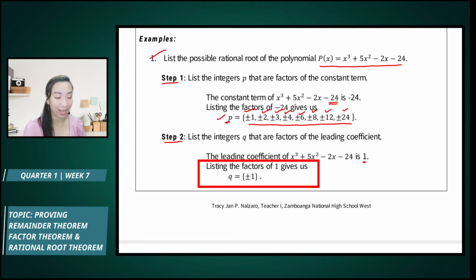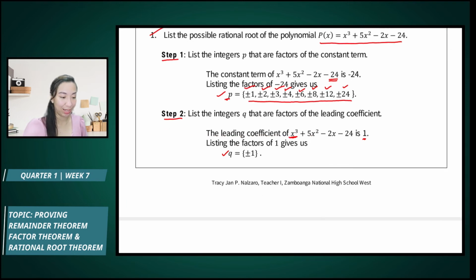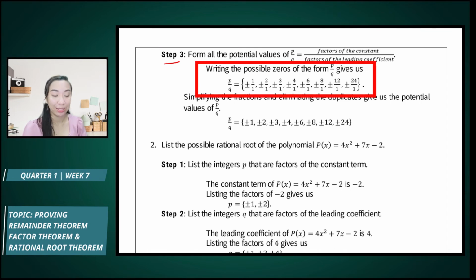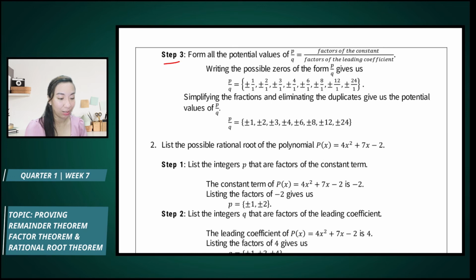Now, listing the factors of 1 gives us q is equal to, very easy, positive or negative 1. Bakit may positive and negative? Because when you multiply positive 1 times positive 1, it will give you positive 1. And negative 1 times negative 1 will still give you positive 1. That's why you have positive and negative 1, because both of them are factors of positive 1. Okay, let's proceed with step 3. Form all the potential values of p over q equals to, all the factors of the constant will be the numerator, and the factors of the leading coefficient will be the denominator. Writing the possible zeros of the form p over q gives us p over q equals to, so magiging ganito. So if you notice, all the numerators are all factors of the constant, and then the denominators are all factors of the leading coefficient.